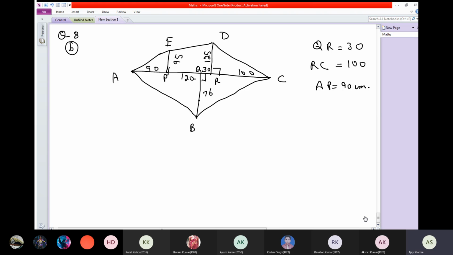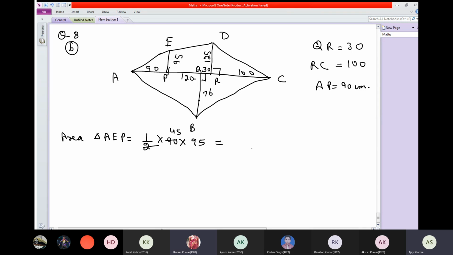That's okay. Now, first find the area of the triangle. Area of triangle, which one? AEP. Yes. What's the formula? 1/2 into base into height. 90 into 95. That's okay. Now multiply these two. What will be the answer? Tell me what will be the answer?